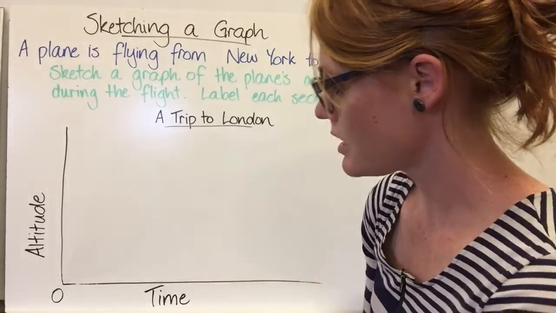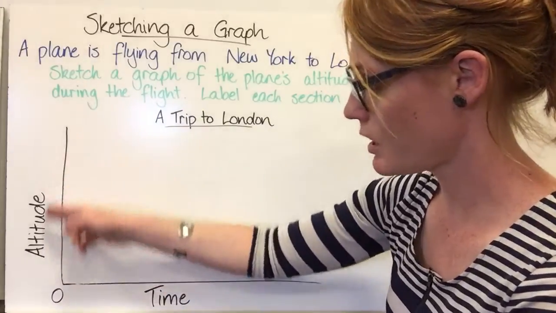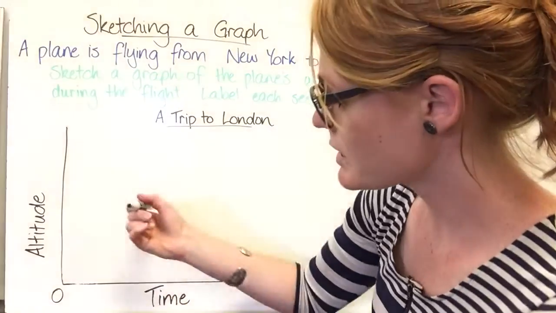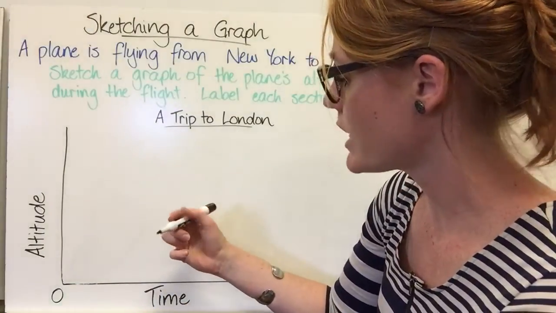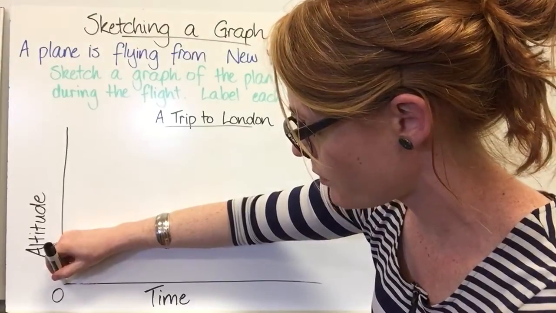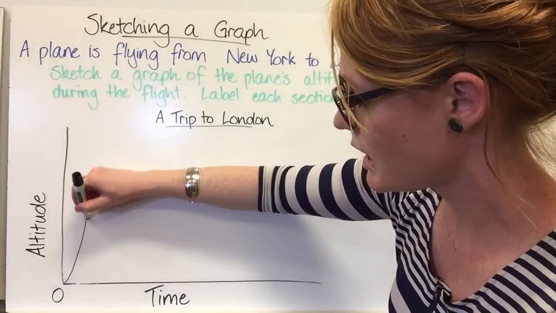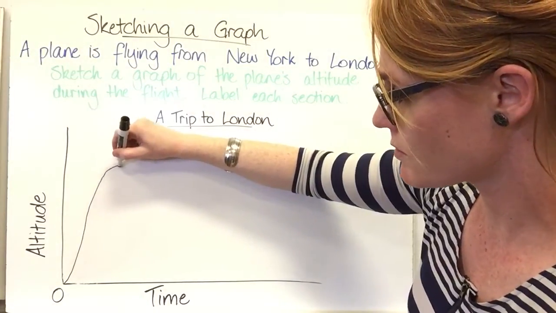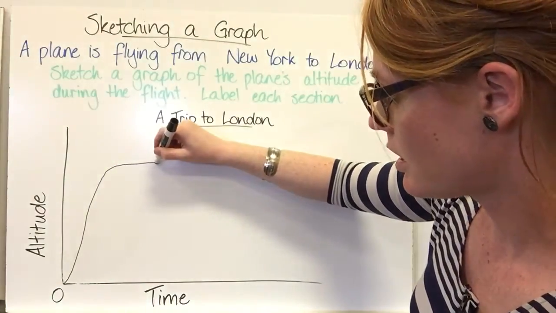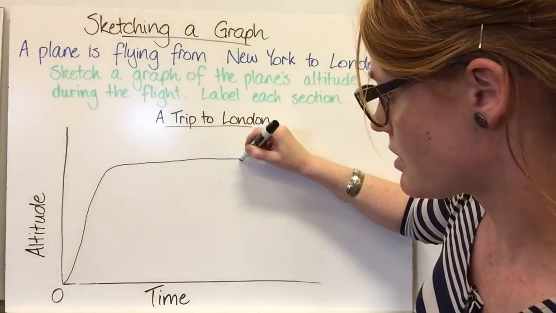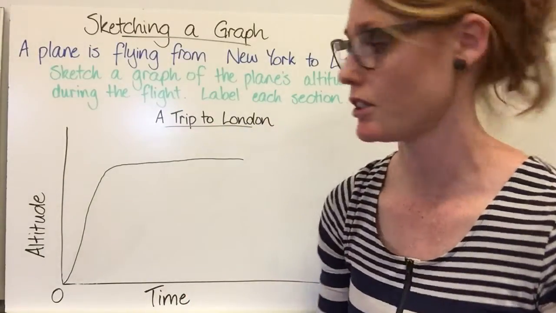So what we would see, here we are comparing the altitude and the time. So what we would see as this plane flies from New York to London is we would probably start off with a sharp increase in altitude as the plane takes off. And then we would see it plateau out for most of the duration of the trip. And this is probably when the plane is at cruising altitude.